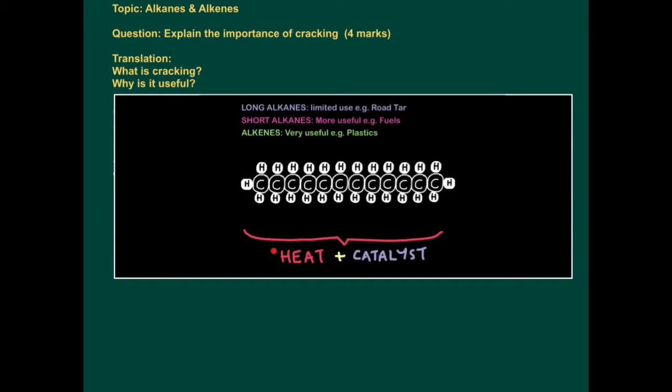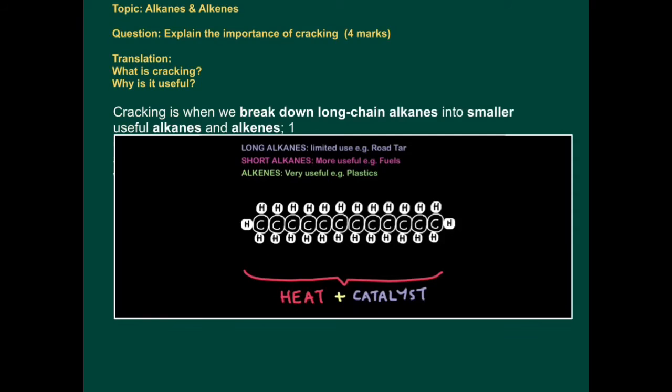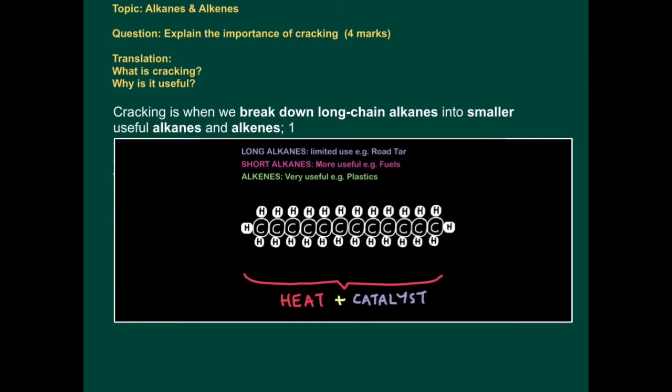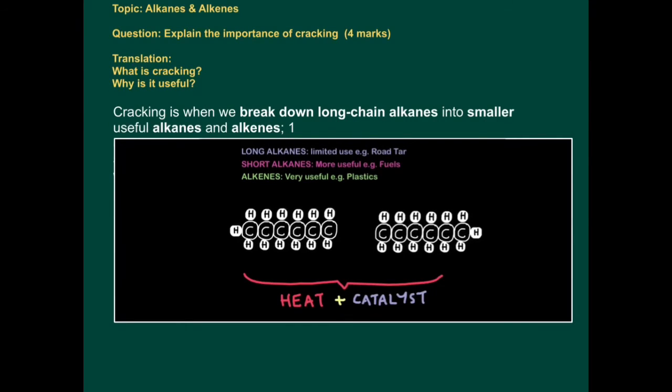This exam application tutorial is on the topic of alkanes and alkenes. The question for 4 marks: explain the importance of cracking. So what is cracking and why is it useful? So cracking is a process when we break down long chain alkanes, like this, into smaller useful alkanes and alkenes. So we can see that here.